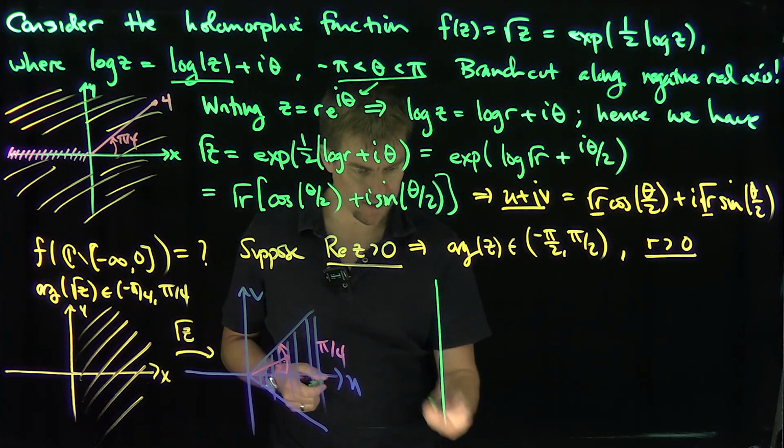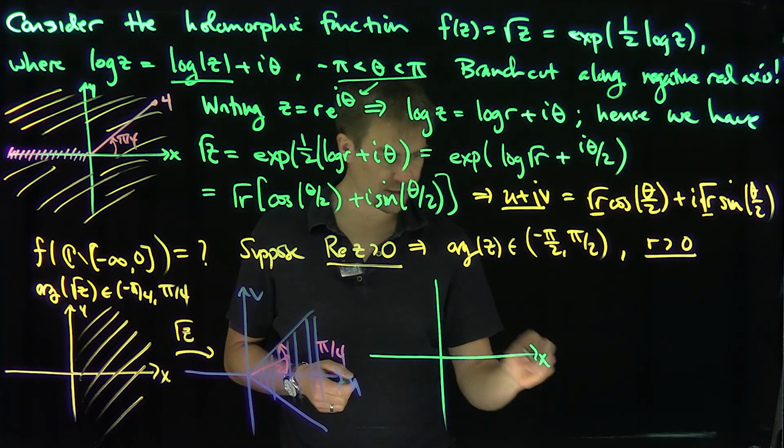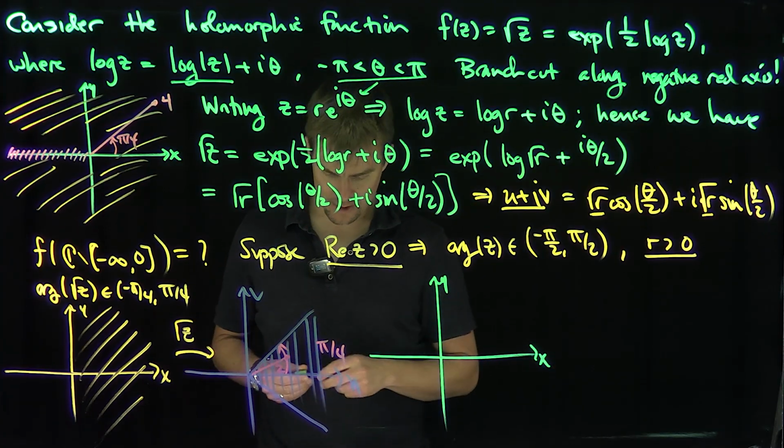So now, if we look at the whole slit plane, here's x, here's y, and then here's my branch cut.